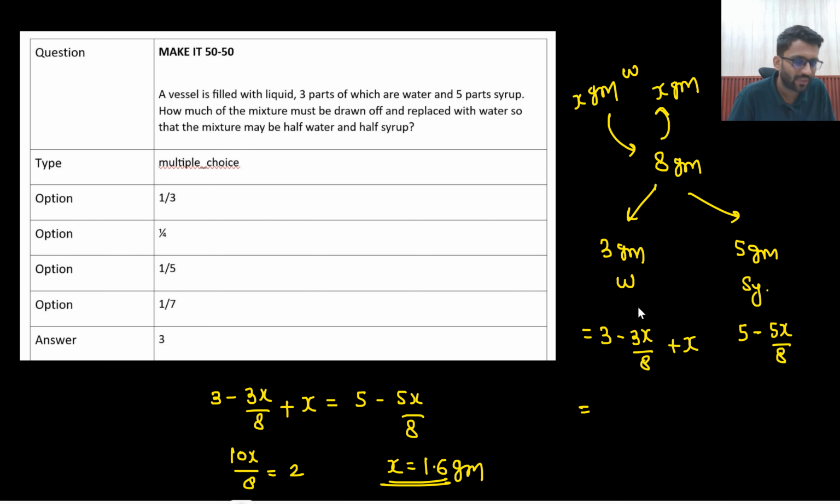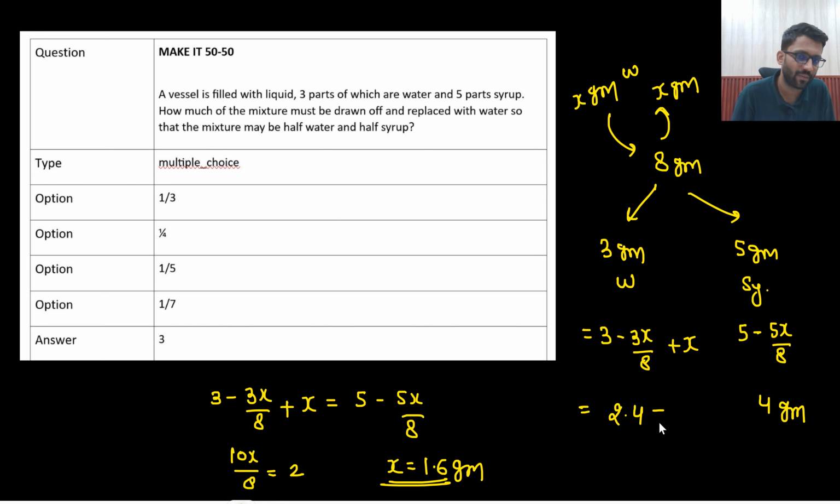If I take 1.6 gram out of it, then how much water I will be taking out? 1.6 into 3 by 8, 0.6. So I will be taking out 0.6 water. That means I will be left with 2.4. And 1 gram I will be taking out from syrup because 5 into 1.6 divided by 8. That means 1 gram I will be taking out syrup. So I will be left with 4 gram.